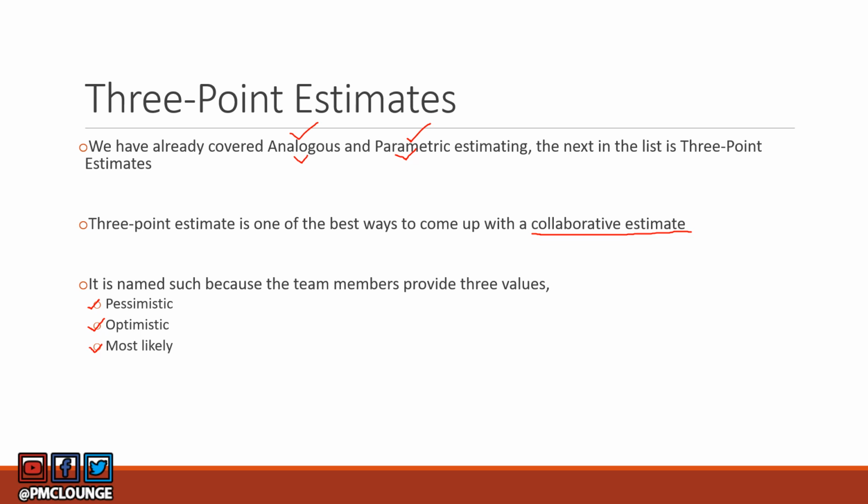That way, you can come up with an estimate by basically doing a simple average, which is the 3-point estimate, right? So you will come up with one estimate, which is the average of the three values that you have received from your team members.